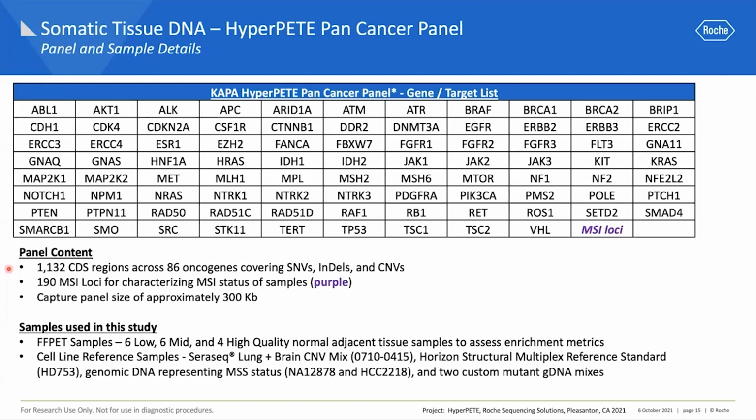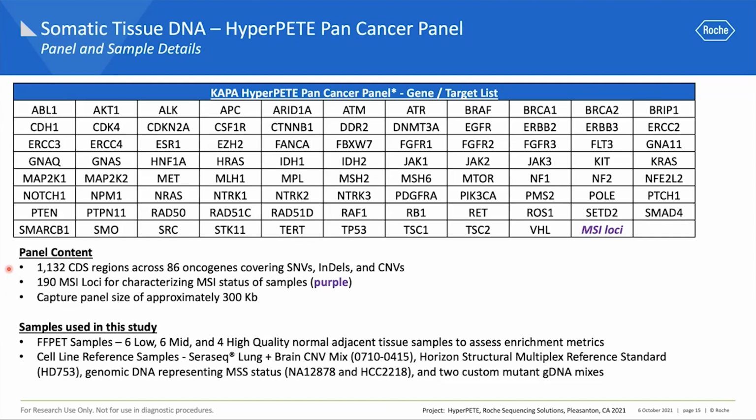gene DNA mixes. The FFPE was extracted using the KAPA NGS DNA extraction kit, and the quality was measured using the KAPA NGS FFPE DNA QC kit. These libraries were then generated using our HyperPlus kit in combination with the KAPA NGS FFPE DNA polishing kit and the universal UMI adapters. We used inputs of either 10 nanogram or inputs based on quality assessment. The libraries were captured using the KAPA HyperPETE reagent kit and then sequenced on the NextSeq 550.